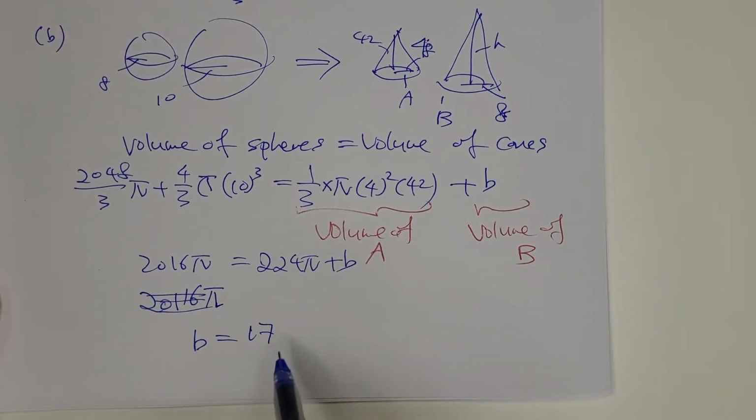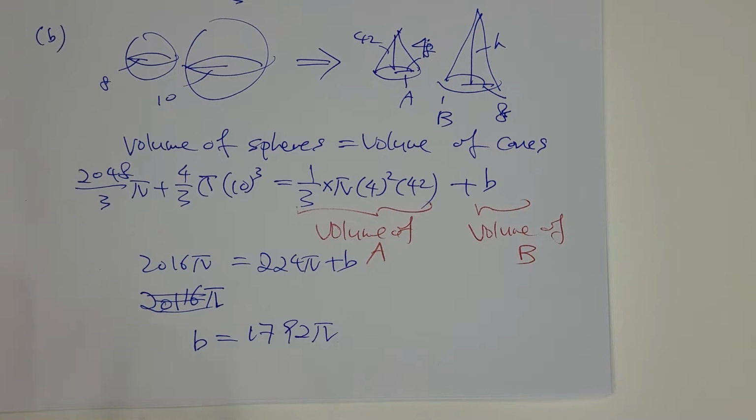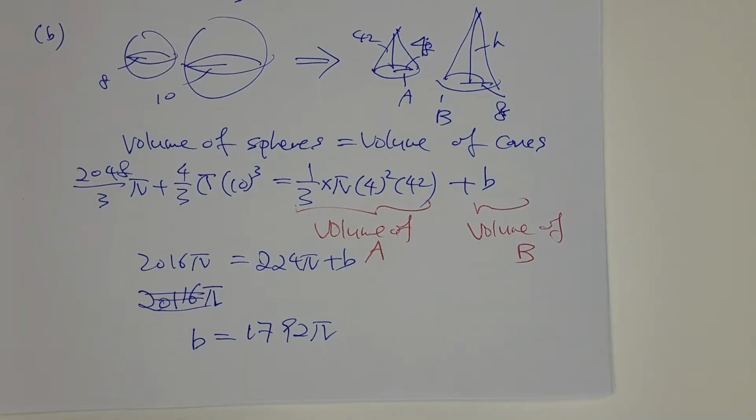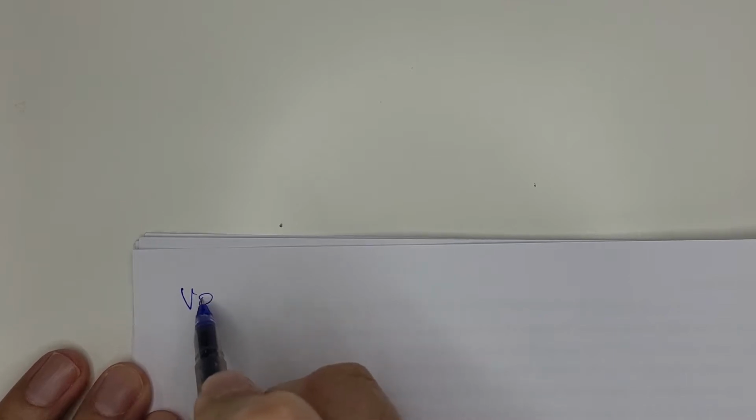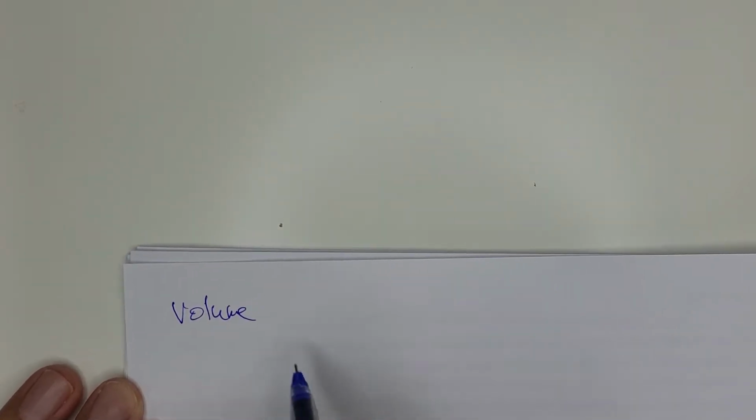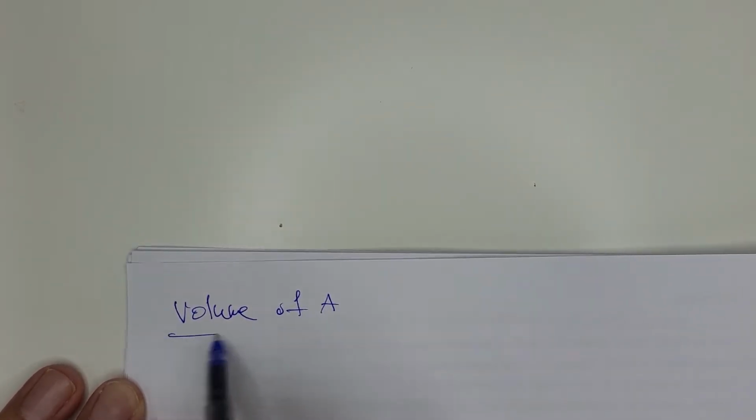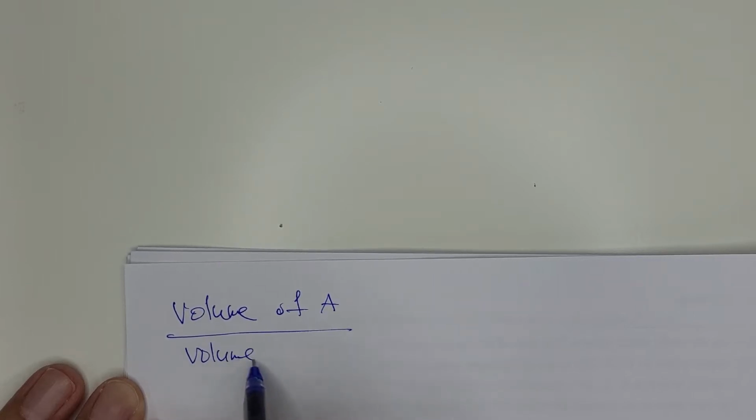That is 1792 pi. That is the volume of cone B. And next, we are going to check the volume of A over volume of B.